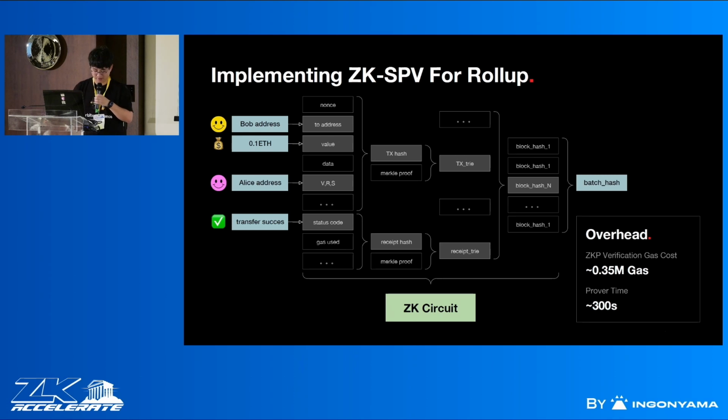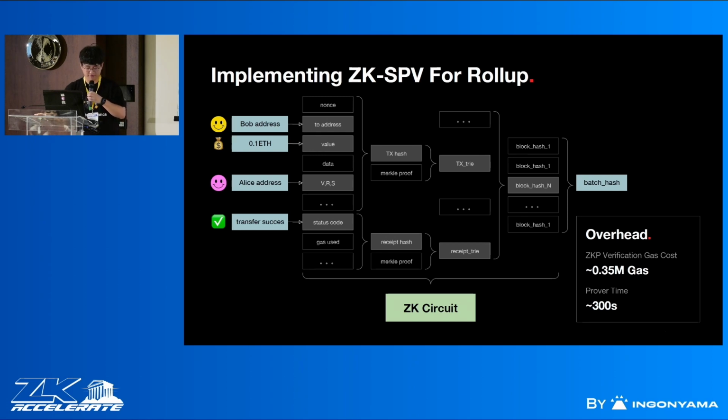The status of the transfer success is mapped to the status code field, and so we can get the transaction hash and the receipt hash here. Then the transaction trie and the receipt trie finally give the batch hash, and the batch hash is stored on Ethereum. If we take the parameters in the green blocks as the public input and put the middle part of the computation into the ZK circuit, the corresponding proof can be verified on Ethereum, validating that Bob successfully transferred 1 ETH to Alice on layer 2.